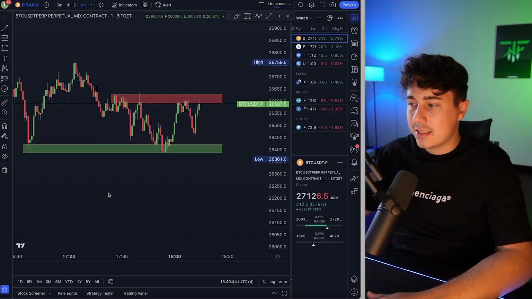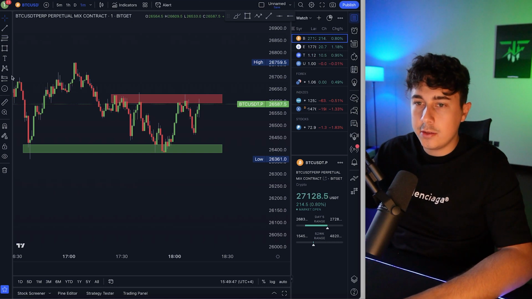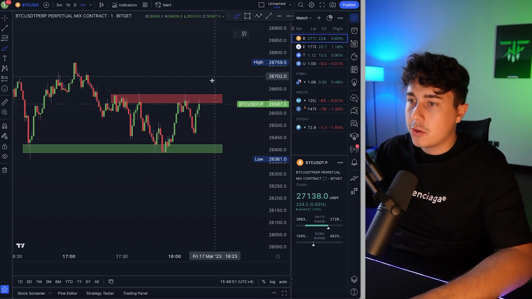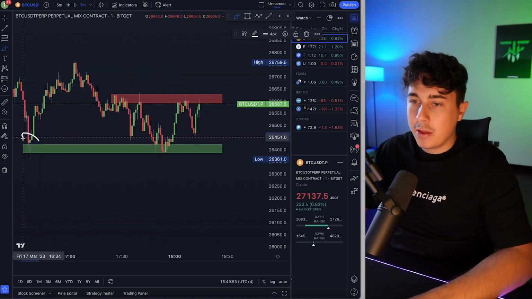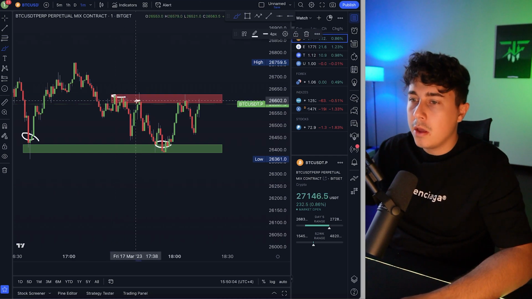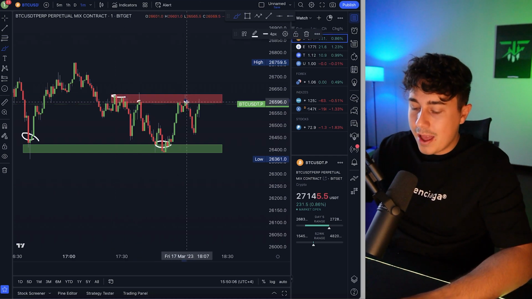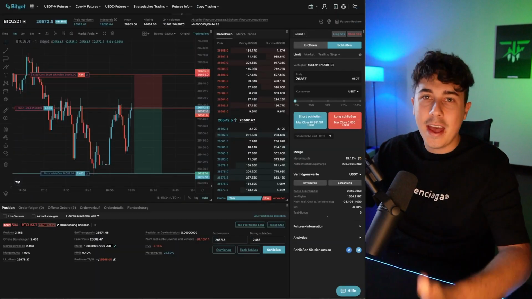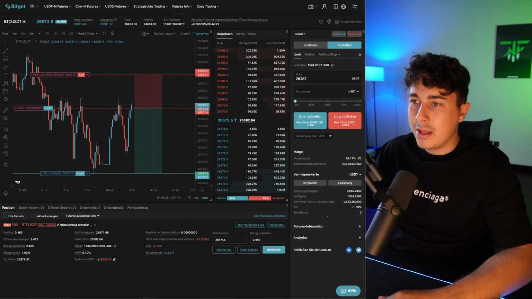So guys, it's time for the first trade. You see, we are here in our support and resistance area. If I show you, we have a very strong support here. Next to this, we see a lot of resistance moving. And this is why we want to join our next short trade. As you can see, I'm already in a short trade.